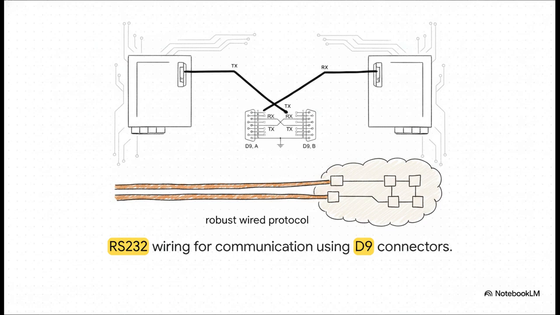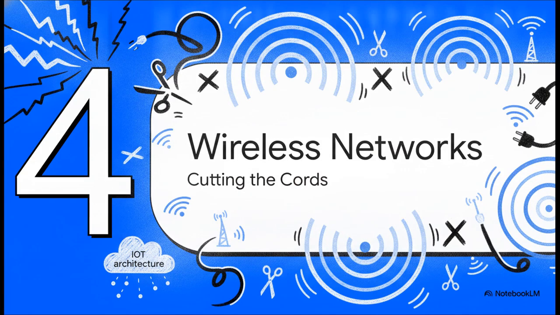Now, while RS-232 is definitely an older protocol, this exact same foundational logic of sending digital signals over copper wire applies to other heavy-duty wired protocols used in industrial settings today. Take the automotive CAN bus, for example, which replaces huge, messy wiring harnesses with a super sleek, highly reliable two-wire system. Part 4, wireless IoT networks.